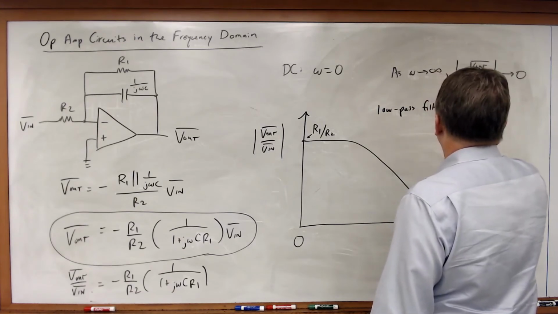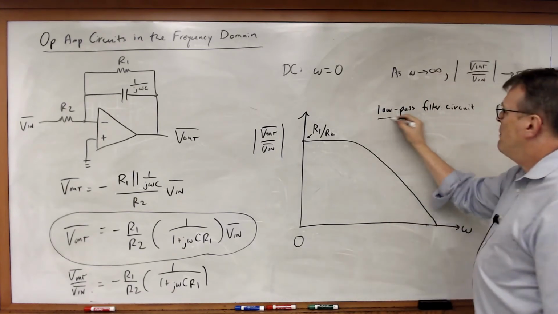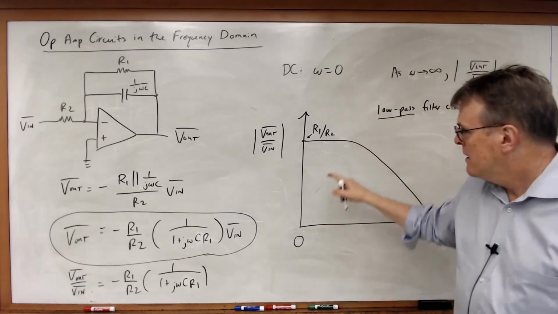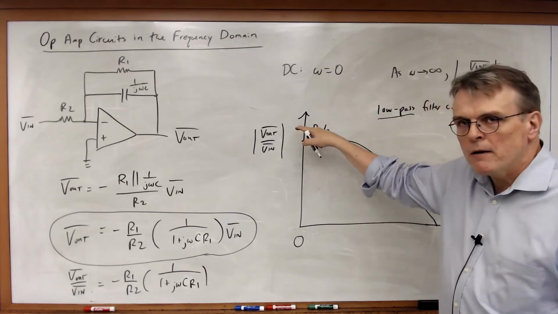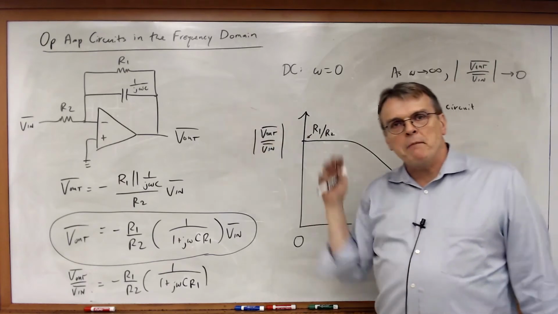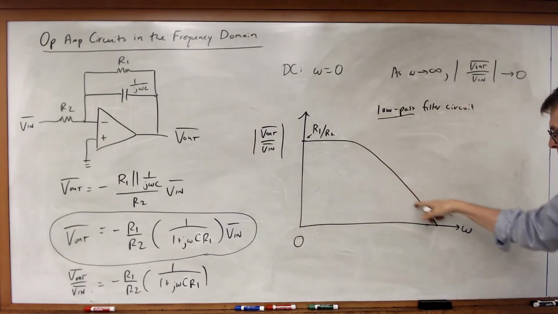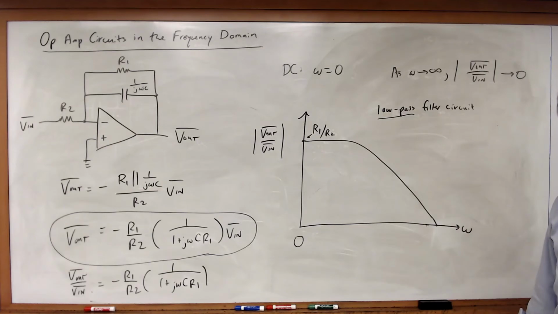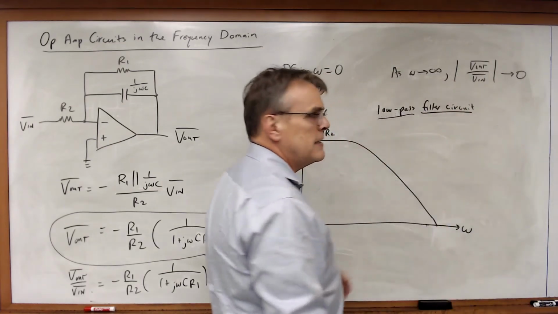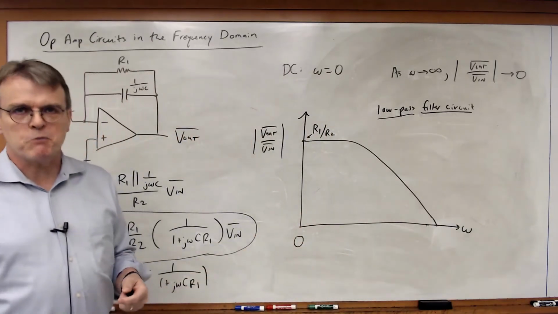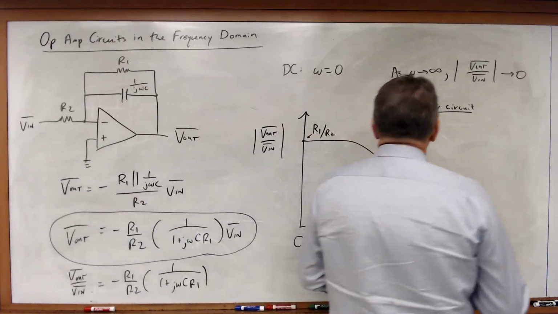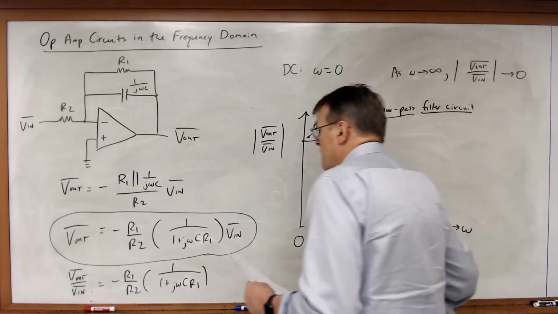What we mean is it passes low frequency signals. Signals that are low in frequency, near DC, get amplified. They go through the amplifier. At high frequencies, they get rejected. They're attenuated. It turns out this kind of frequency selectivity is extremely useful when we're talking about signal processing. Now, we can do something similar with a circuit like this.